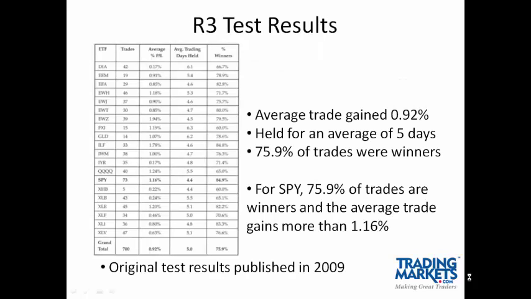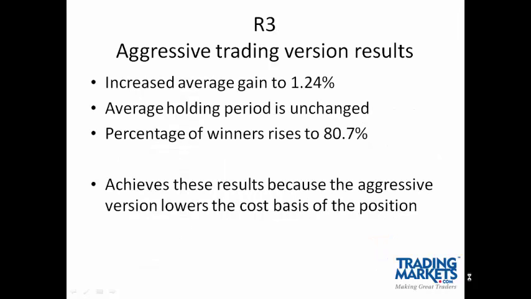Test results were first presented in 2009, and they have held up over the years according to subsequent testing. Average trades gained nearly 1% and were held for 5 trading days. More than 3/4 of trades were winners. The table shows the record of all ETFs included in the test. The aggressive trading results show that the average gain per trade was increased, and the percentage of winners also rose. Of course, the average holding period is unchanged since the aggressive version does not change the exit rules.